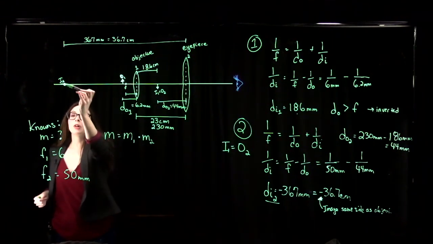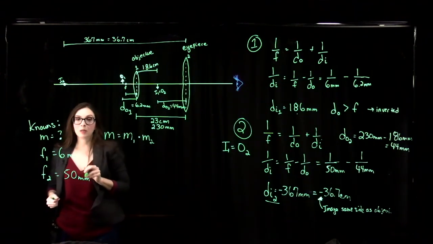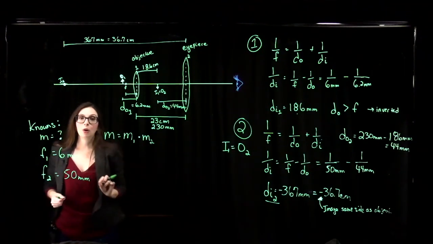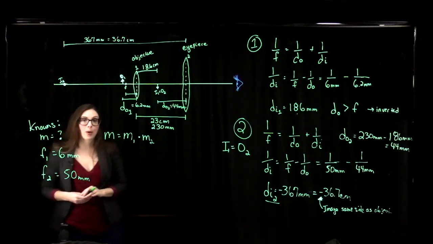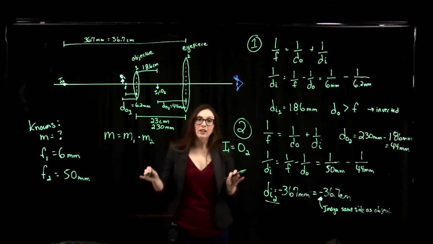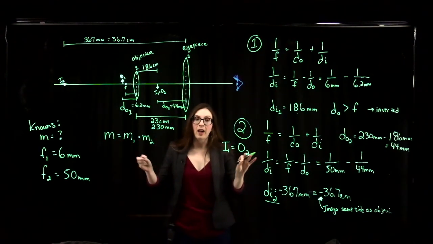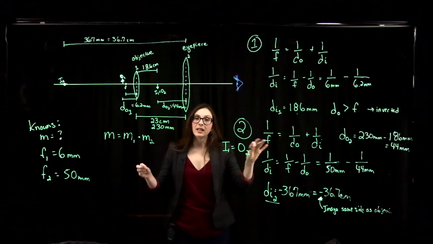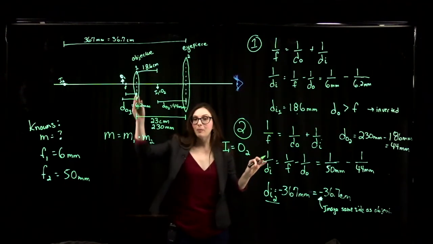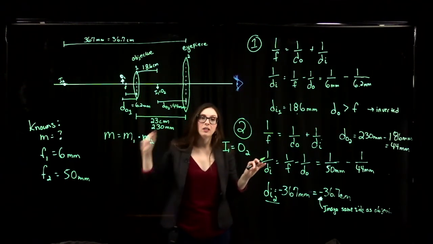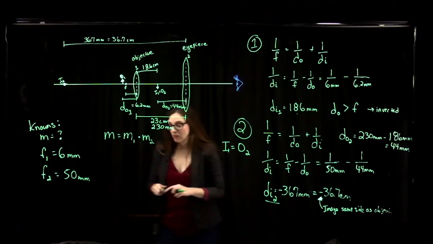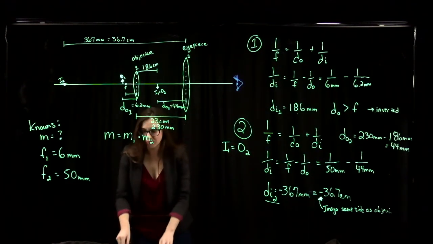And we are going to determine how big this image is and whether it's upright or inverted compared to our original object. So how do we do that? Because really we wanted to solve for the magnification of our system. I didn't yet find the magnification of the image after it passed through each of the individual lenses. So we should do that now. And I'm going to do that right here.